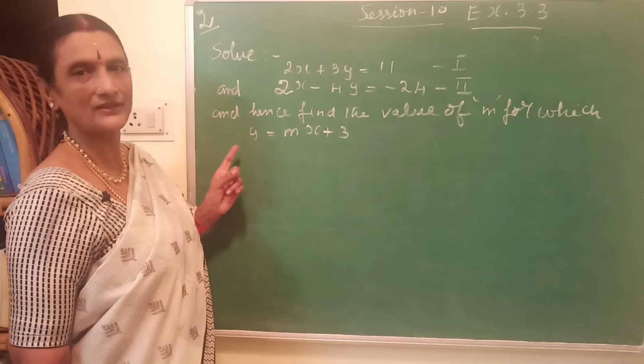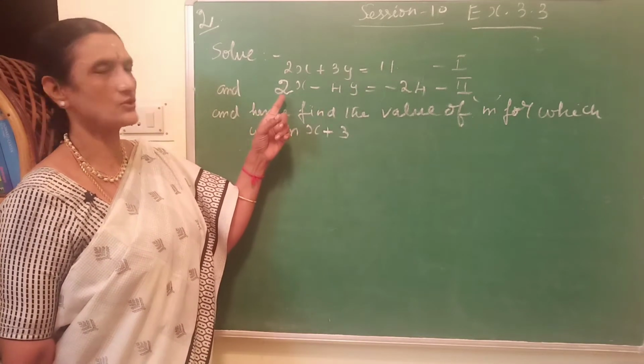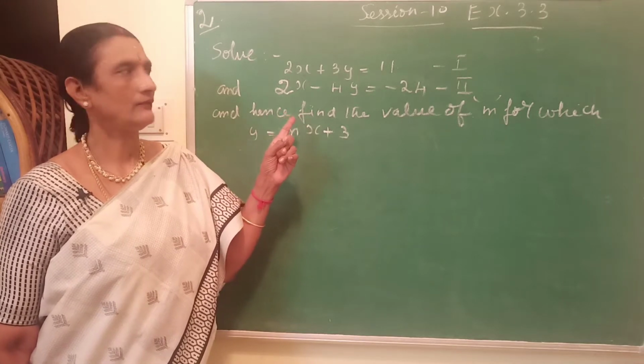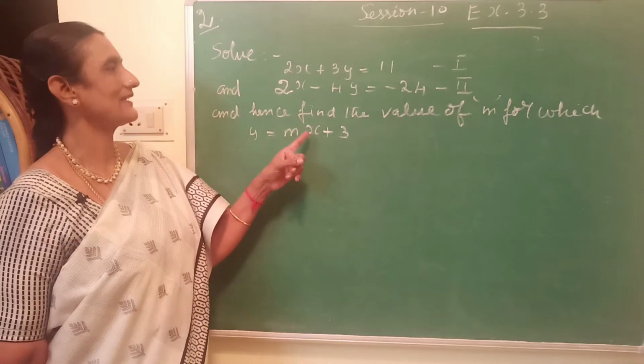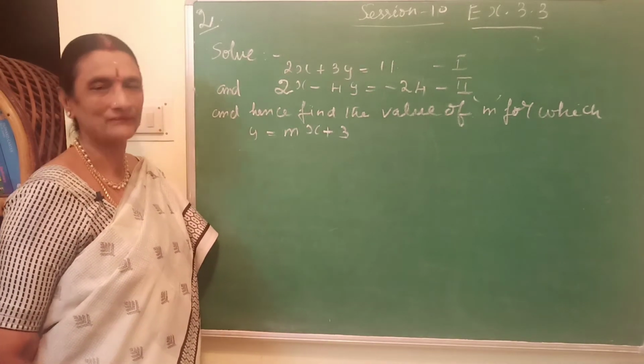This is question number 2. Solve 2x plus 3y is equal to 11, 2x minus 5y is equal to minus 24, and hence find the value of m for which y is equal to mx plus 3.